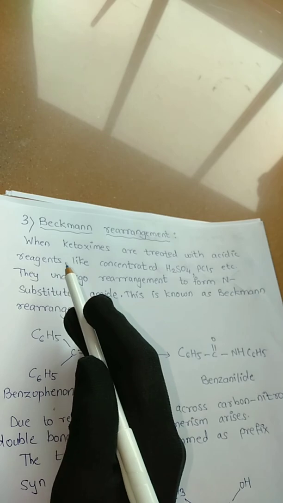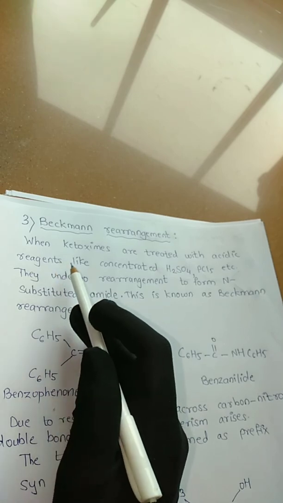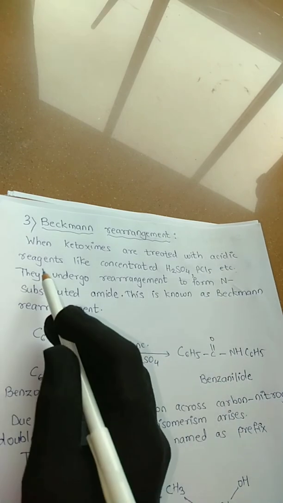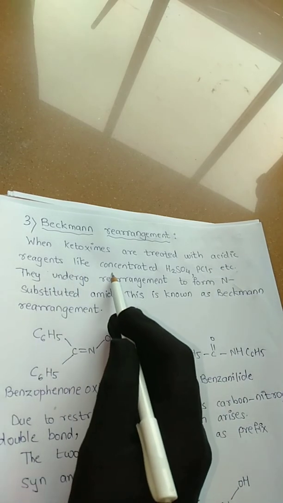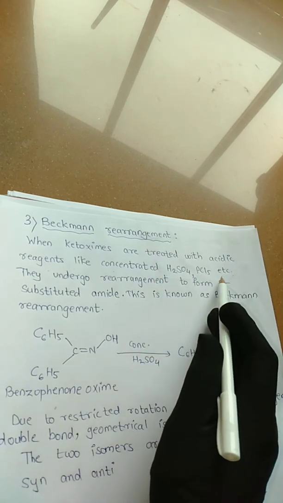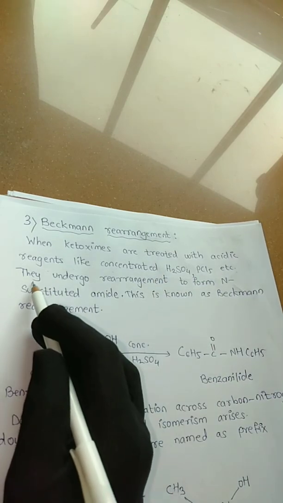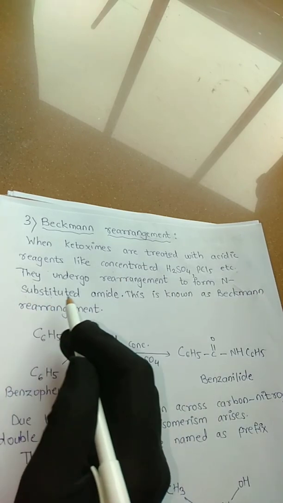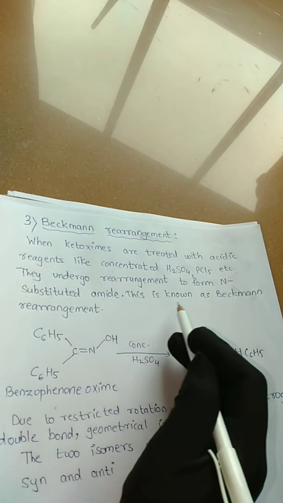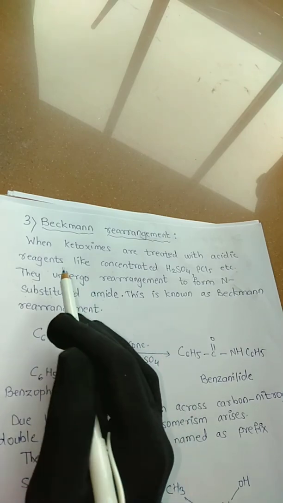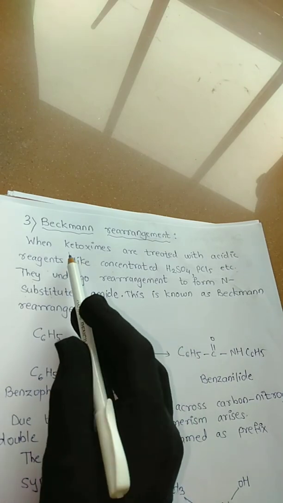Beckmann rearrangement is when ketoximes are treated with acidic reagents like concentrated H2SO4, PCl5, etc., they undergo rearrangement to form a substituted amide. This is known as Beckmann rearrangement. So, what is Beckmann rearrangement?